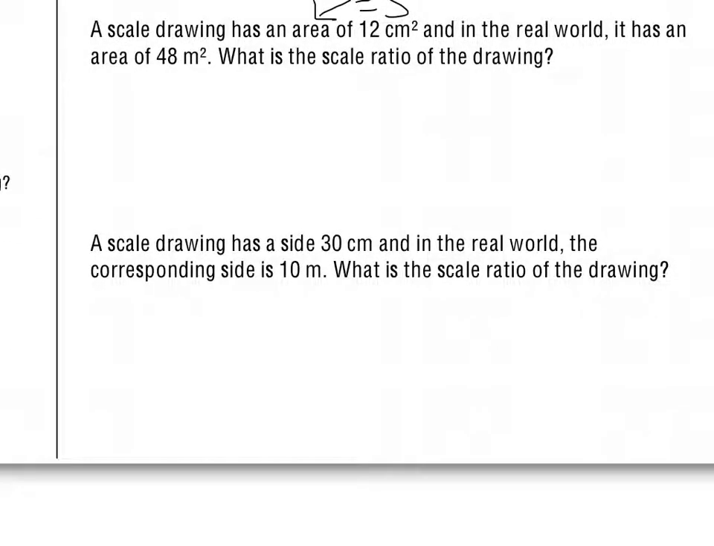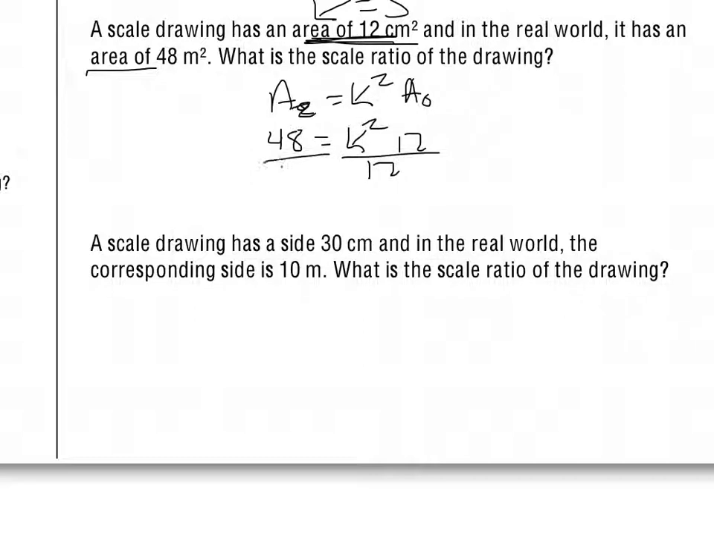The scale drawing has an area of 12 centimeters squared in the drawing. So again, we're looking at area. What is the scale ratio of the drawing? So area 2 is equal to k squared times area 0. The drawing is 12, and the real world is 48 over here. Dividing, we're going to get 4 is equal to k squared. And so that means k is whatever times itself gives me 4, which is 2. K is equal to 2.